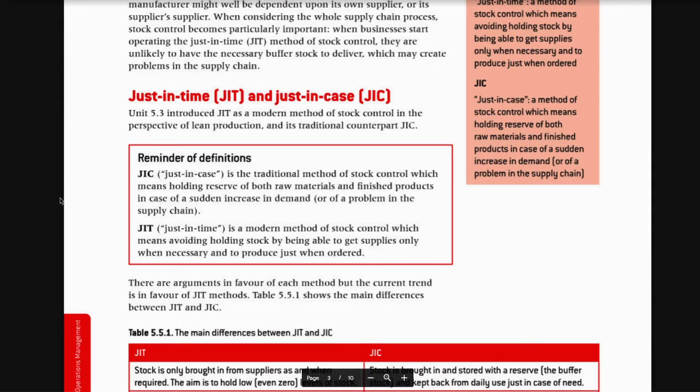Or there was some sort of problem in the supply chain. For instance, we could not get our coffee delivered, or we couldn't get the chef to prepare the cookies or pastries of that particular day.